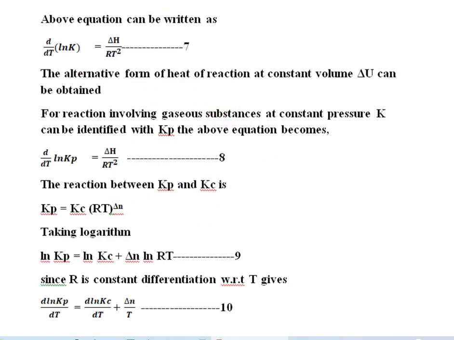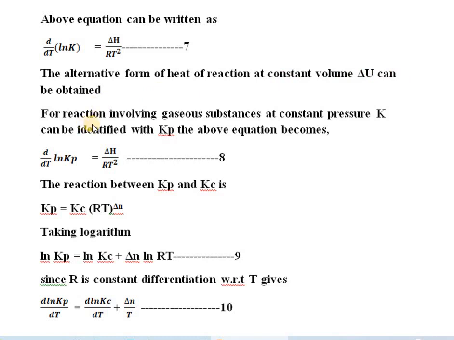This equation can be written as d by dT of ln K is equal to delta H upon RT square. The alternative form of the heat of reaction at constant volume, delta U, can be obtained.